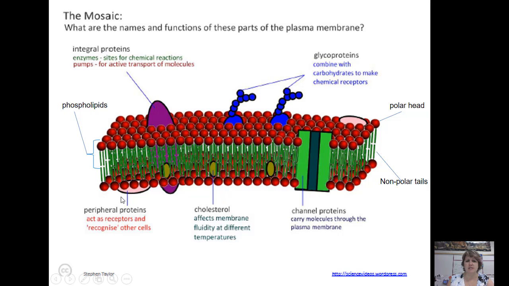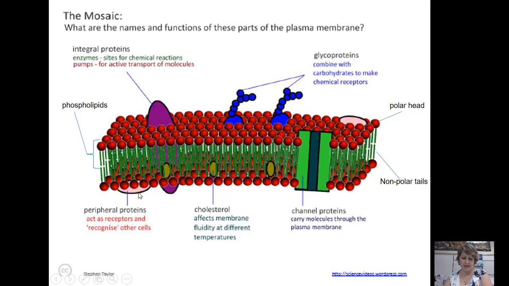You have smaller proteins such as this peripheral protein, and so they're going to be just on one side. It could be the extracellular side, such as this blue one, or on the intracellular side, such as this pink one. And they're going to act as receptors, or they could recognize other cells.